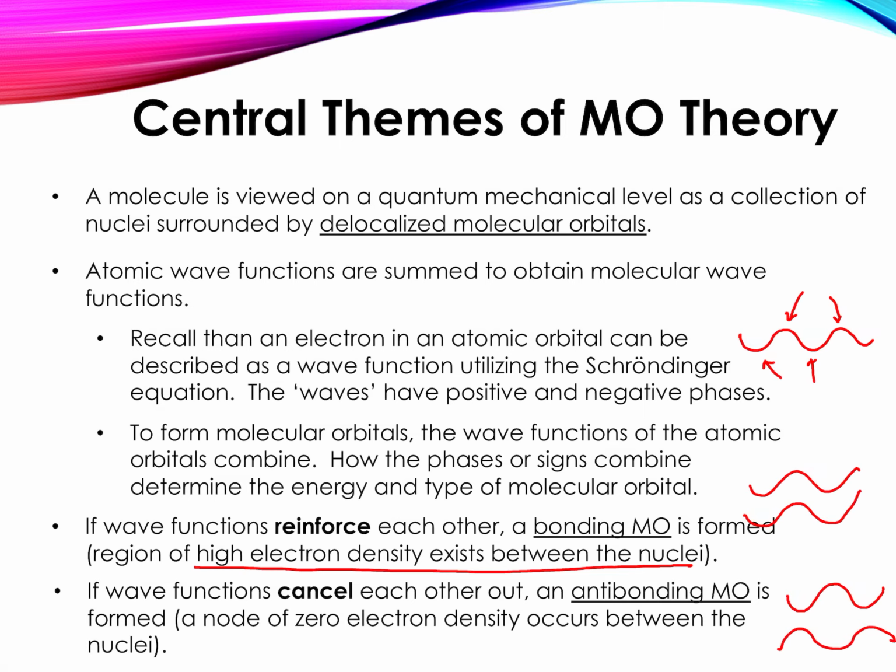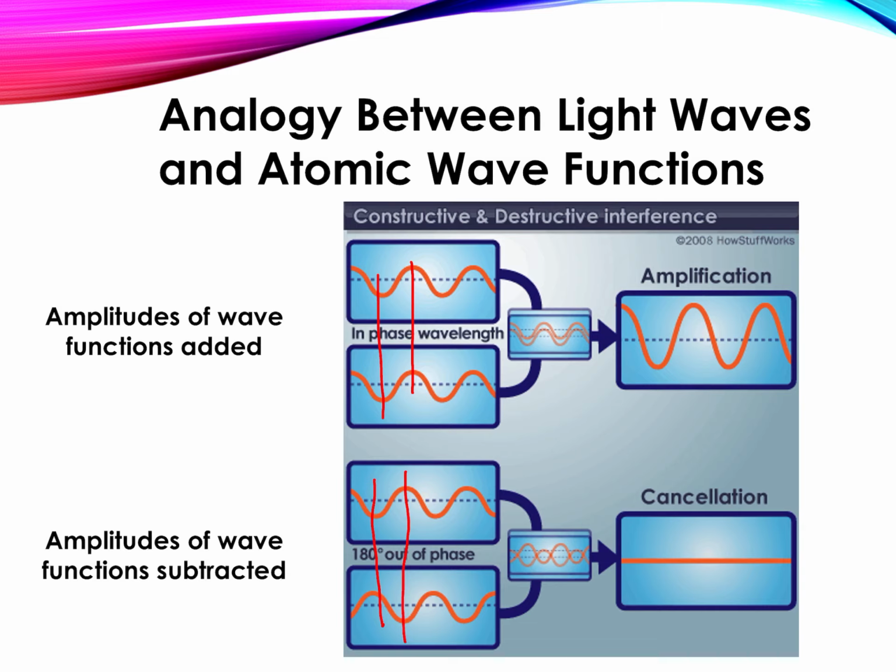So here's a better drawing. If we have the amplitudes of the wave functions being added, they're in phase. The crests are happening at the same point and the troughs are happening at the same point. They're being added together and getting amplified. This would be constructive interference. And if we have wave functions that are out of phase, a crest and a trough, then they will cancel out. So this will be essentially our bonding orbitals, and these are going to be our anti-bonding.